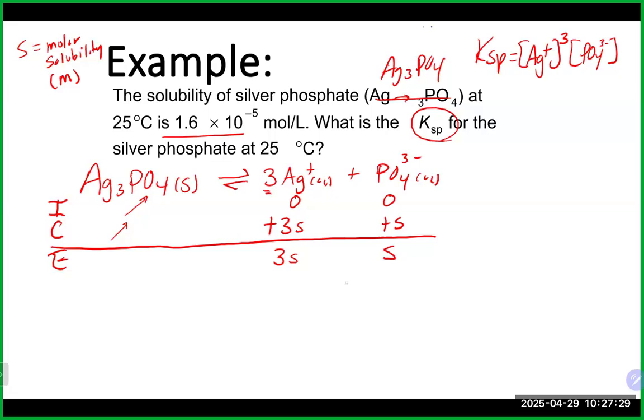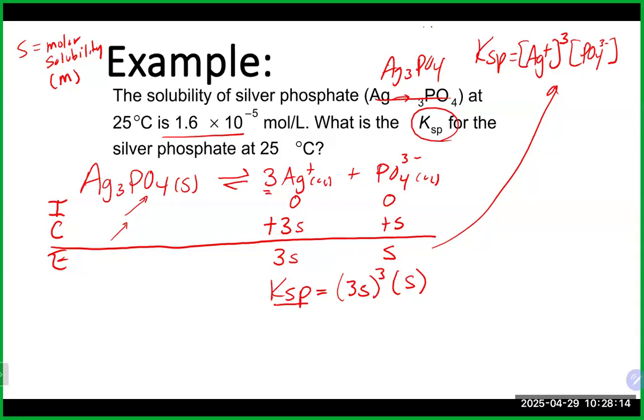Just like normal, we could go into our KSP expression. So that would get us basically the KSP is equal to 3S cubed times S. Now, normally, for example, if you did have the KSP, you would solve for S like you would solve for X at that point, and you would get the molar solubility when you do solve for S. So if you did have the KSP given to you, you would do this ice table, and again, just solve for S like you would solve for X. At that point, you would have the molar solubility, and then you can figure out what the grams per liter or molar solubility is.